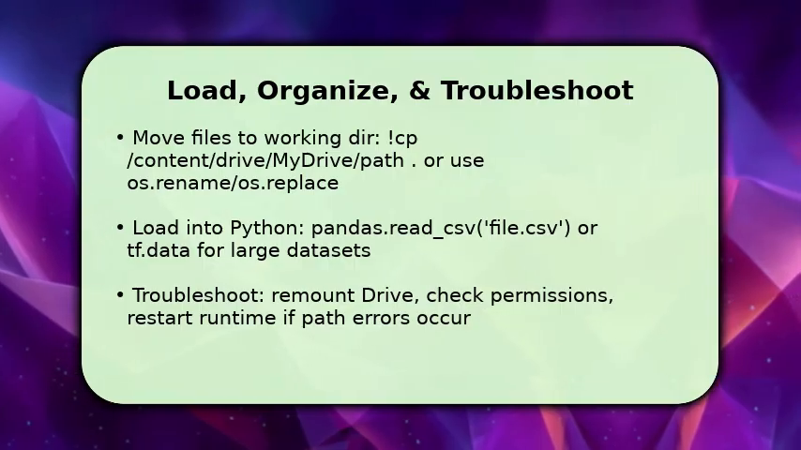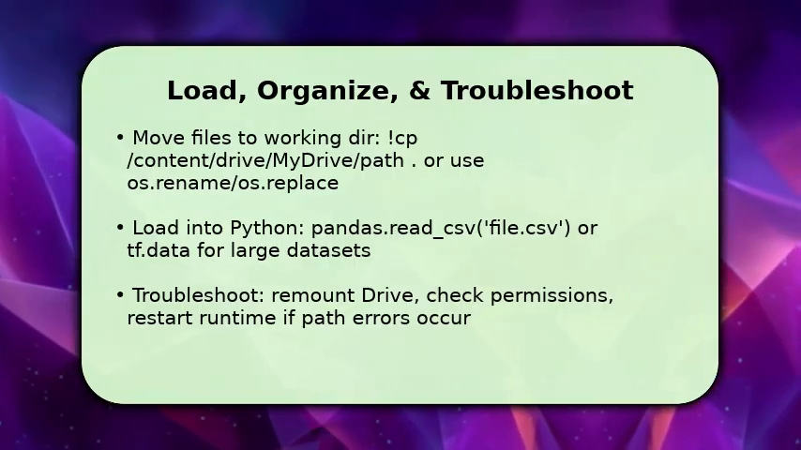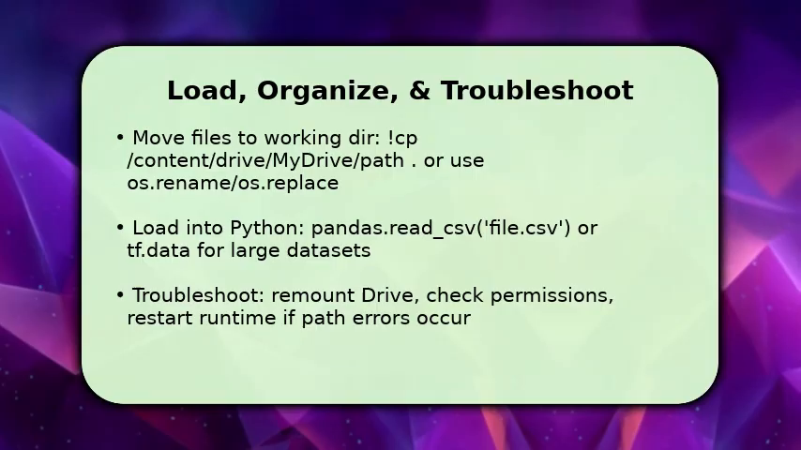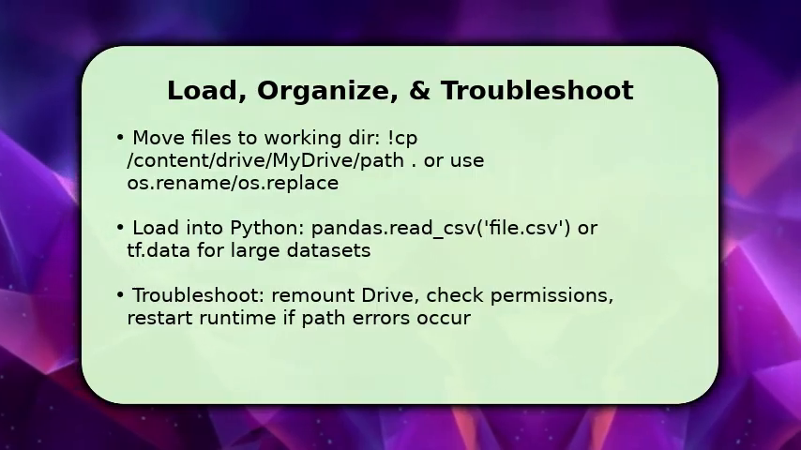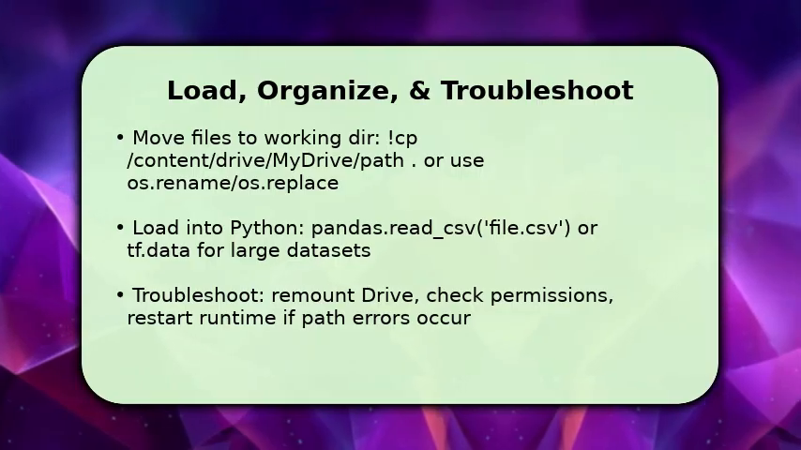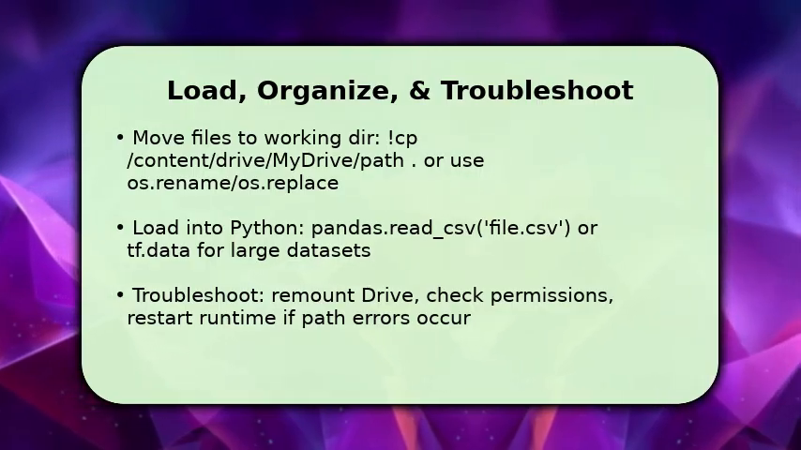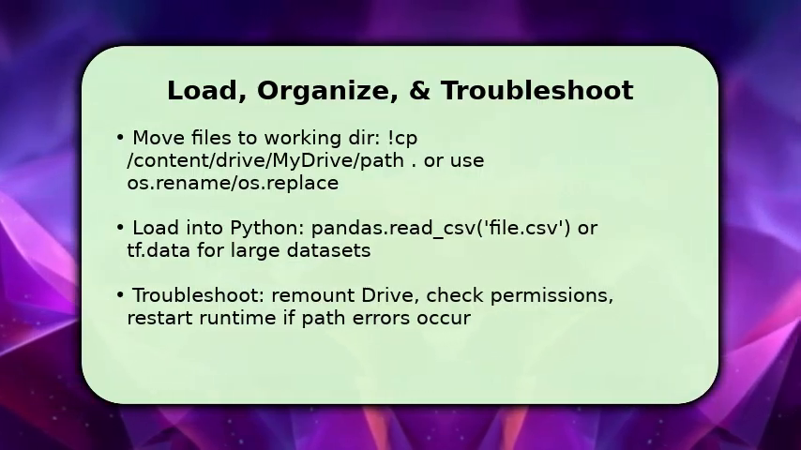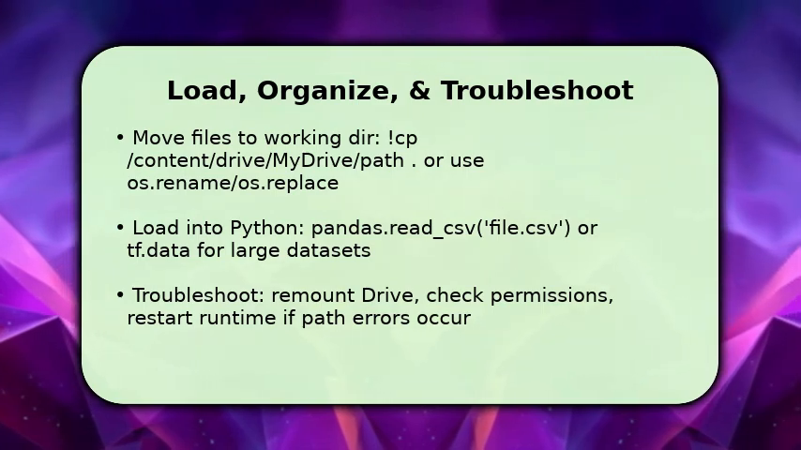If something fails, remount the drive, confirm account permissions, and restart the runtime to clear transient errors. This usually solves path or stale-auth problems. If uploads time out, switch to Drive-based transfers or use gdown for stable downloads.